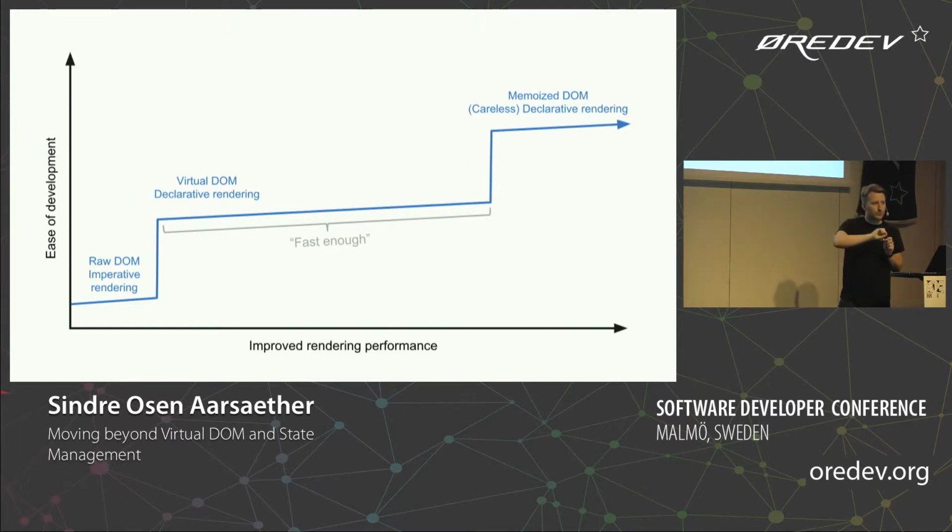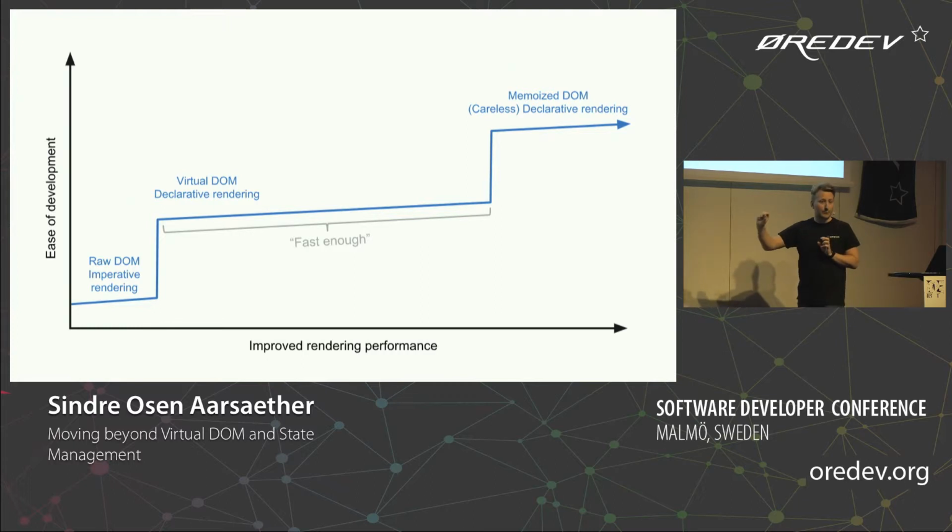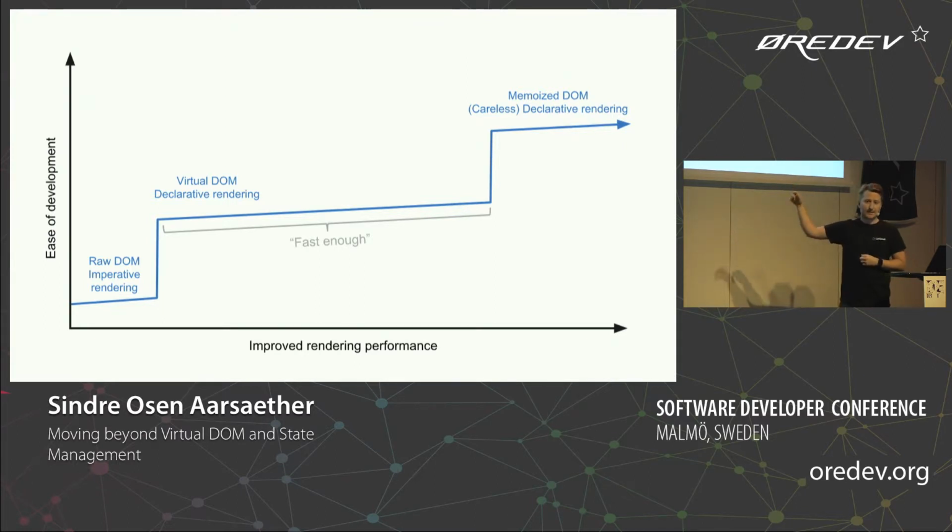It is only when you get far enough, when you actually get to that 10x, 20x, maybe 50x performance, that's the moment when you can actually start doing things in a different way. And I call that careless declarative rendering. That's basically the same thing. You're doing the same thing that you did in React, but you don't really care about how you manage the state, or you choose a state management framework that suits you, not one that suits the virtual DOM.